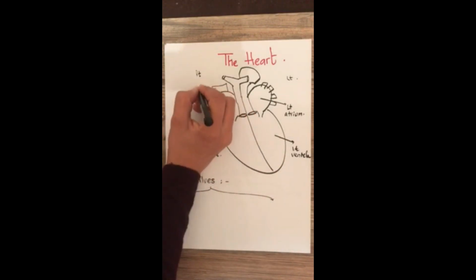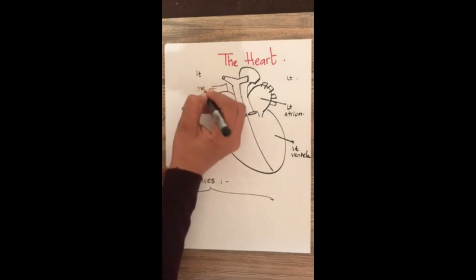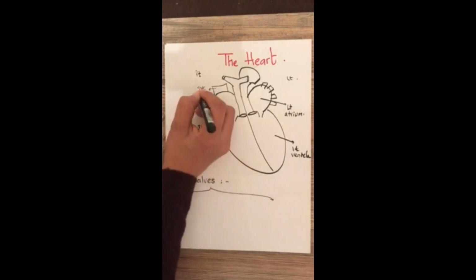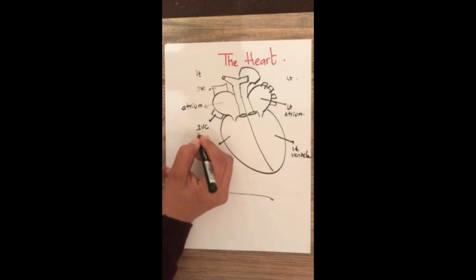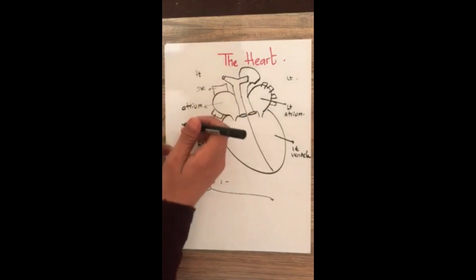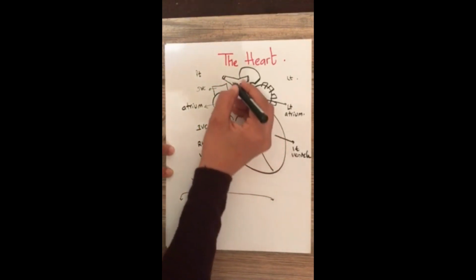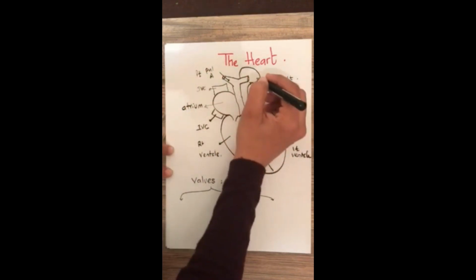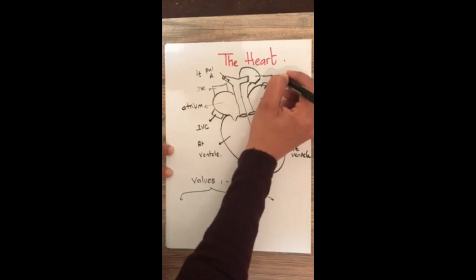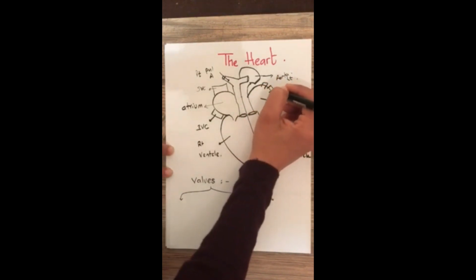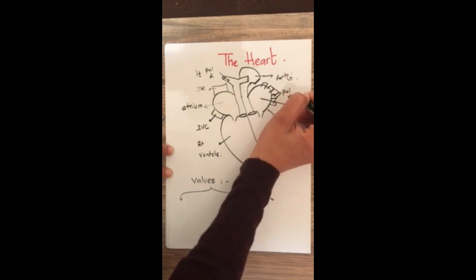This is the superior vena cava and inferior vena cava. Superior means up, inferior down, or upper and lower. So upper and lower, superior and inferior vena cava. Here is the pulmonary artery, and this is the aorta, which is an artery too. Those 4 are the pulmonary veins.